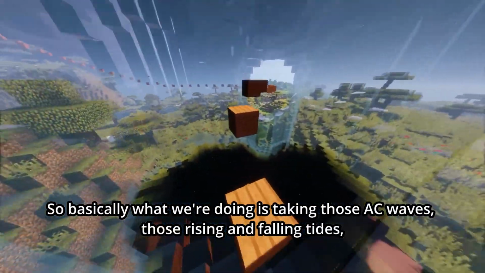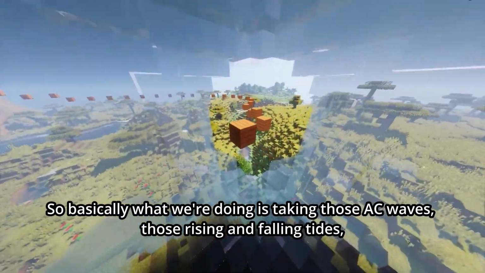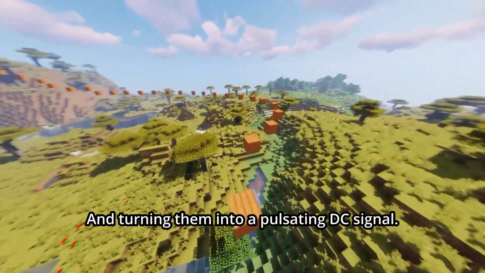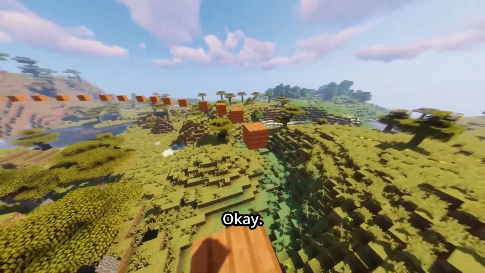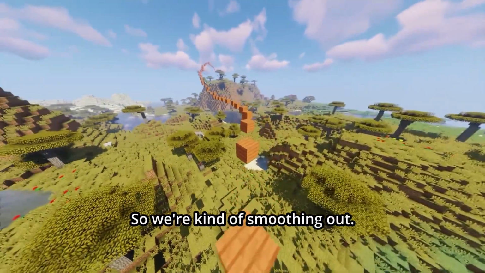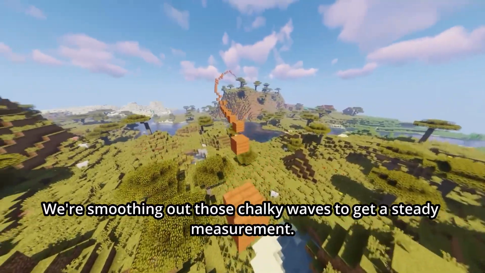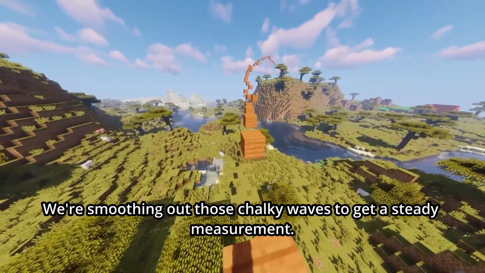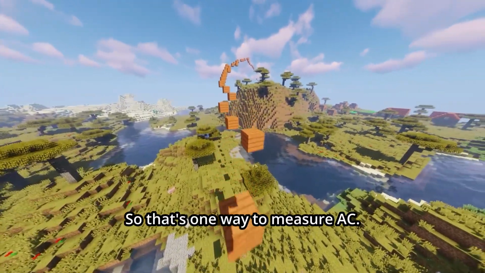So basically what we're doing is taking those AC waves, those rising and falling tides, and turning them into a pulsating DC signal. Then the meter can easily read that. So we're kind of smoothing out those choppy waves to get a steady measurement. Gotcha. So that's one way to measure AC.